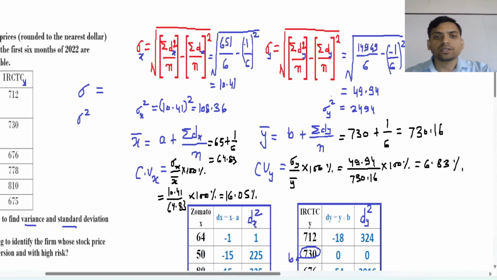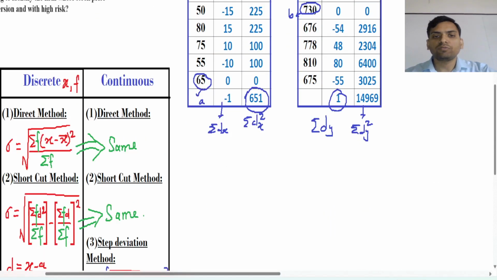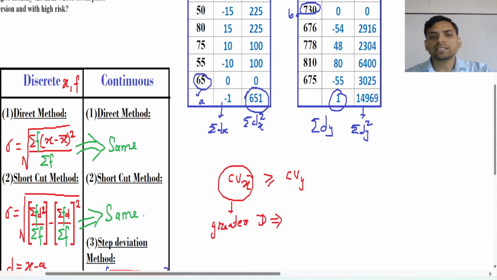So for Zomato and IRCTC, the coefficient of variation for Zomato is 16.05% and for IRCTC it is 6.83%. We can say the coefficient of variation for X, Zomato, is greater than that for IRCTC. This means it has higher dispersion, and greater dispersion implies high risk. So the share of Zomato is with high risk.